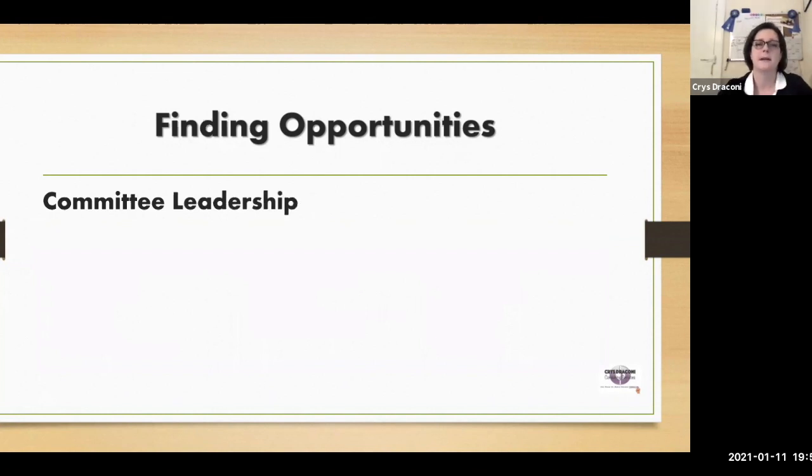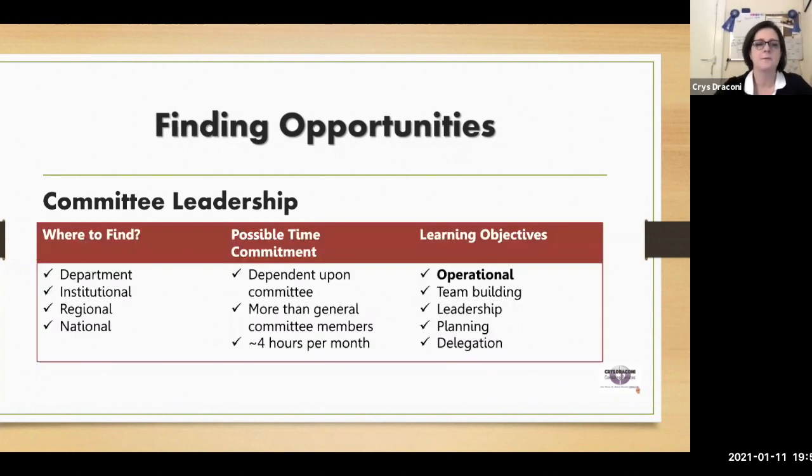So the next step would be naturally, okay, I've been on this committee for 5 years and there's now a position for leadership. So again, you find them in the same places. The possible time commitment is dependent on the committee and dependent on how the leadership of the committee is working and how well the committee is working together. So obviously it's more than just general committee members. For me, in my experiences, it's been about 4 hours a month when the committee is running properly.